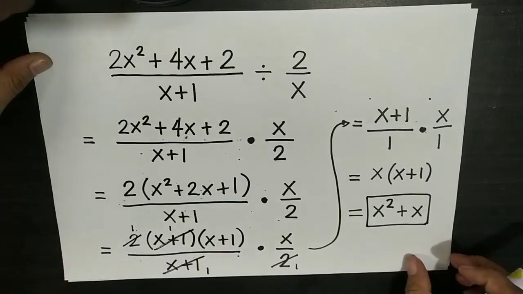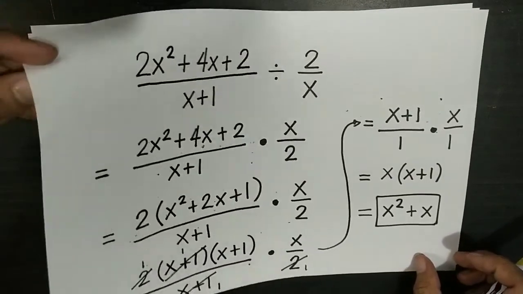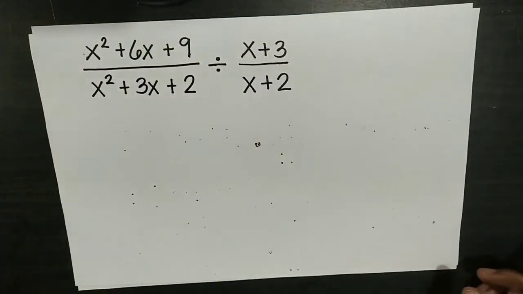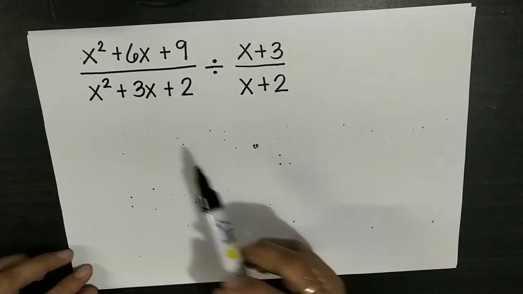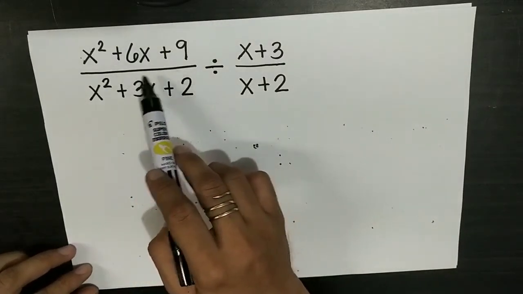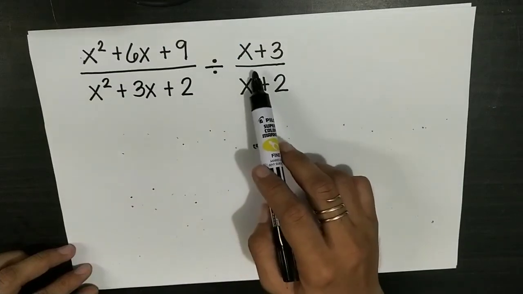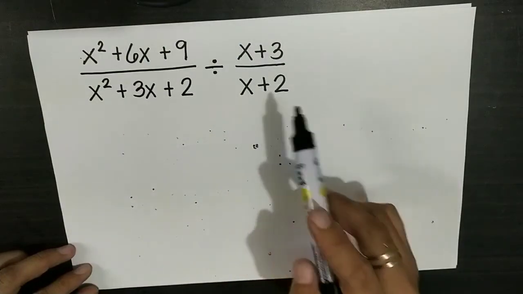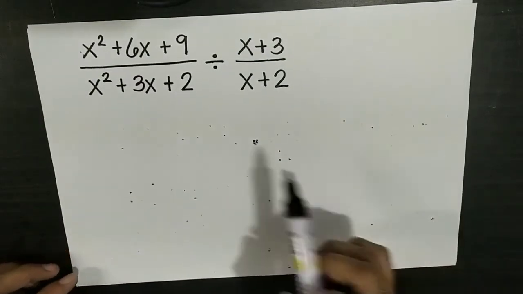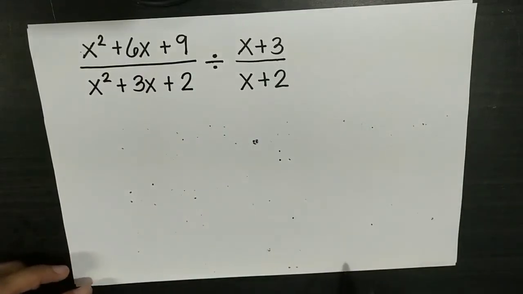Alright, so let's have one more example. x squared plus 6x plus 9 all over x squared plus 3x plus 2 divided by x plus 3 all over x plus 2. So we have trinomials and a binomial.